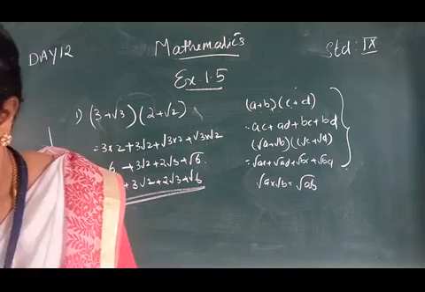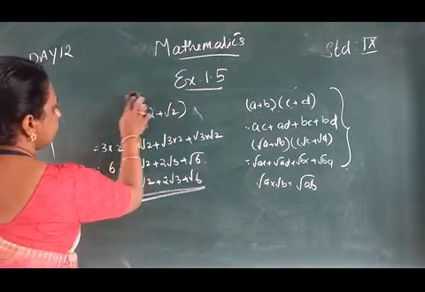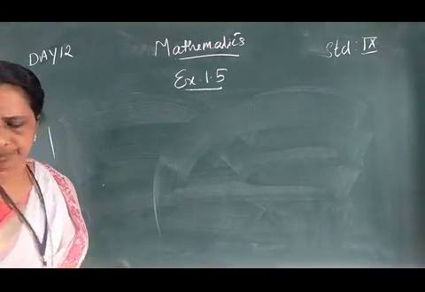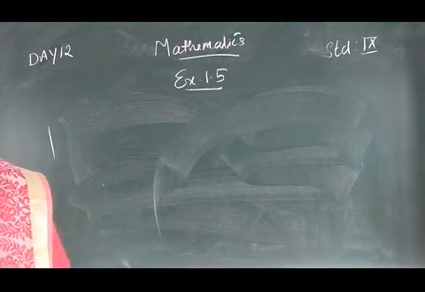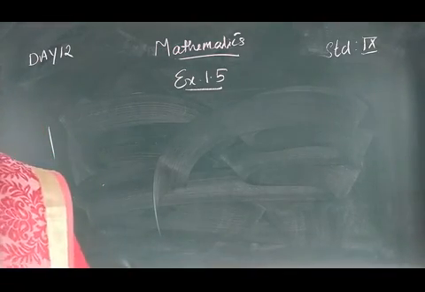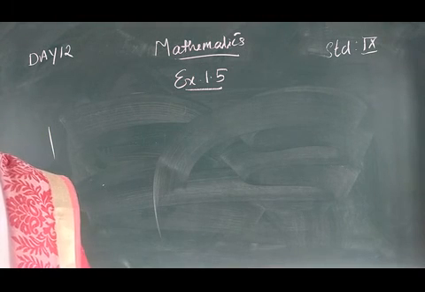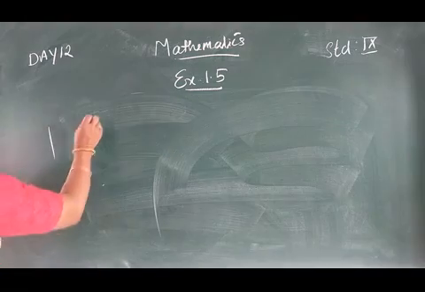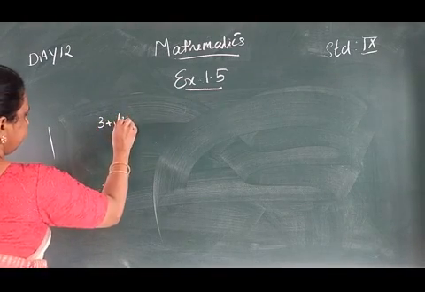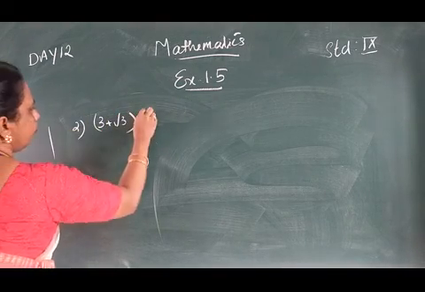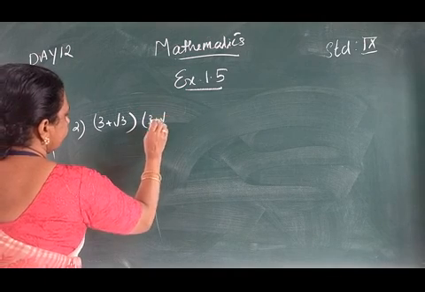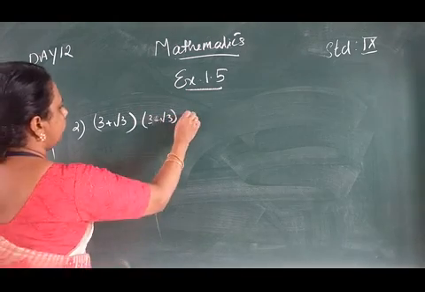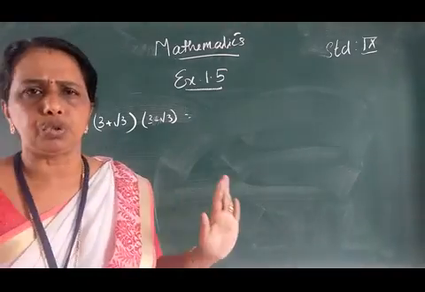Okay, then next one. Second one. 3 plus root 3 into 3 minus root 3. Similar. Here also we can use two identities.